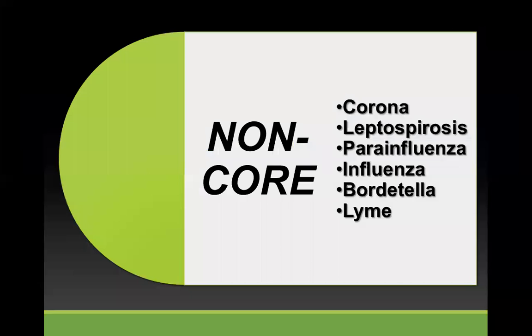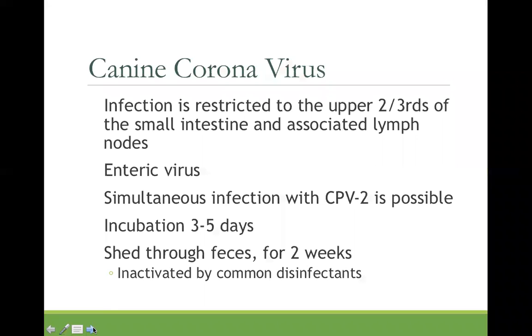Here we go. So here's a few of the non-core vaccines. Now again, some of these, you might get in a combo vaccine and they are included, and some are given as a vaccine on the side. Now, coronavirus, even though it isn't considered part of the core, a lot of times it is combined with our vaccine group. But this affects the upper 2/3 of the small intestine and the lymph nodes.